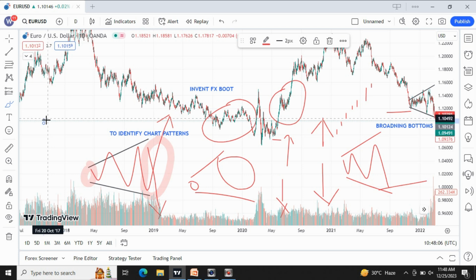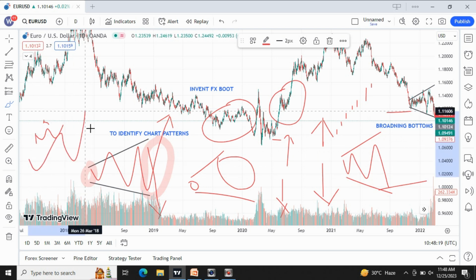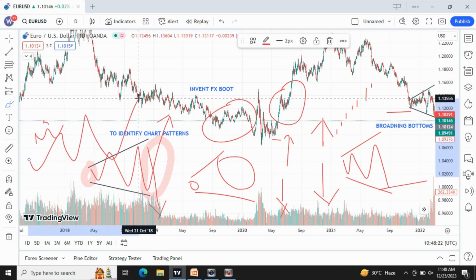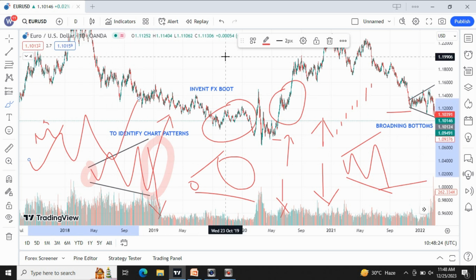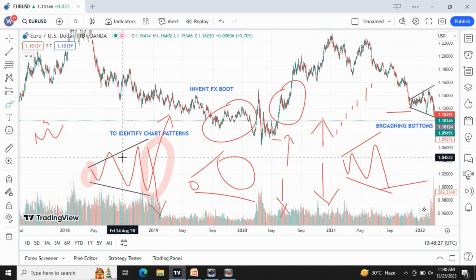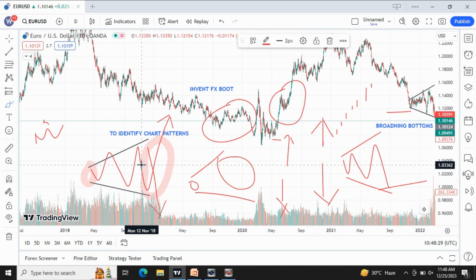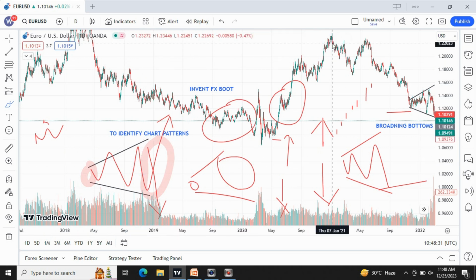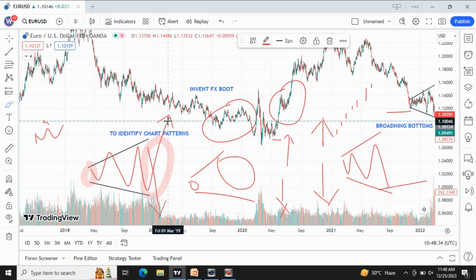A bottom should appear at the end of the downtrend, not when the price is climbing to the bottom. It has to be at the bottom. It has to be at the end of the downtrend. We have uptrend, we have downtrend. This is uptrend, while this is the downtrend. So you should know the difference between the uptrend and downtrend. A bottom should appear at the end of the downtrend, not when price is climbing to the moon.